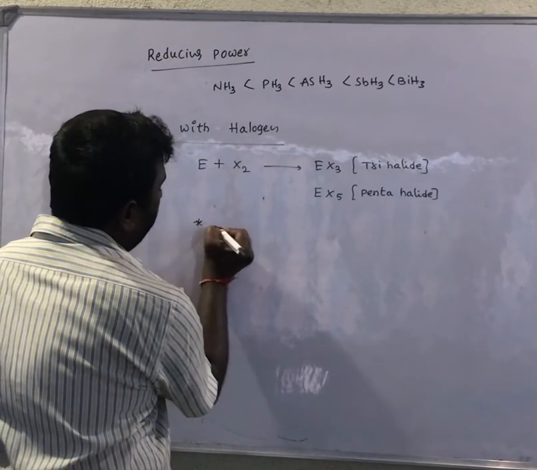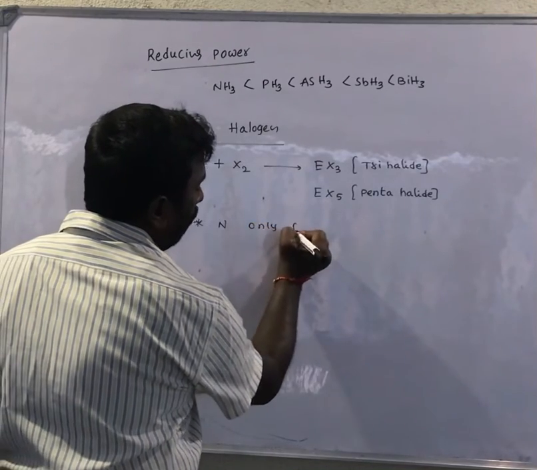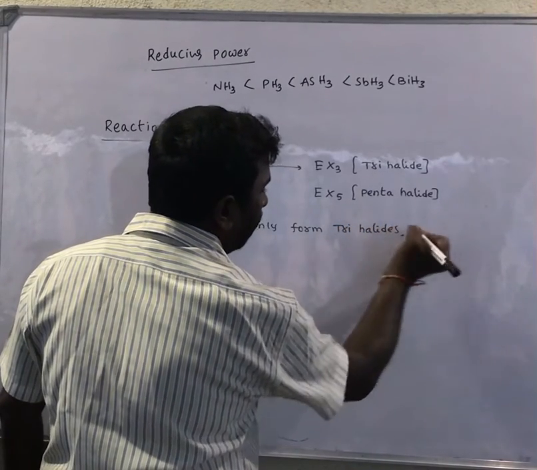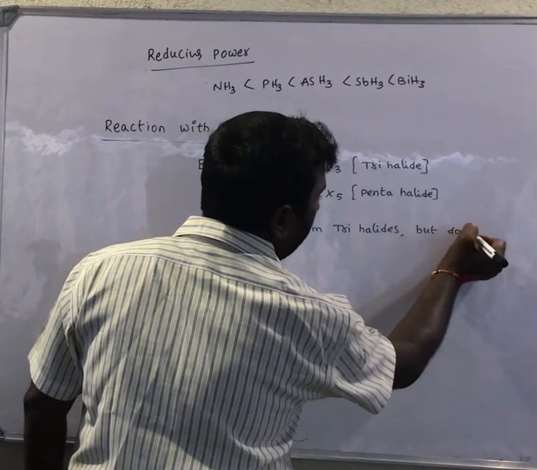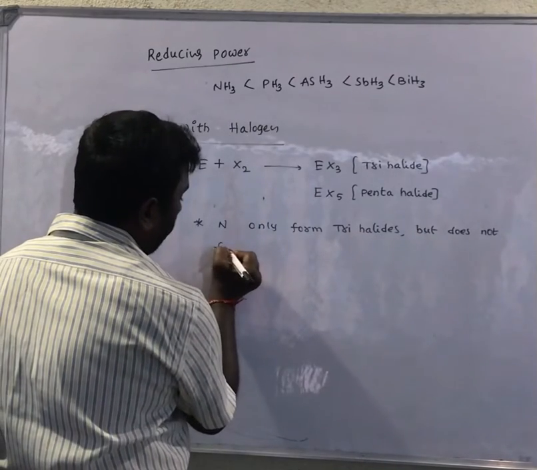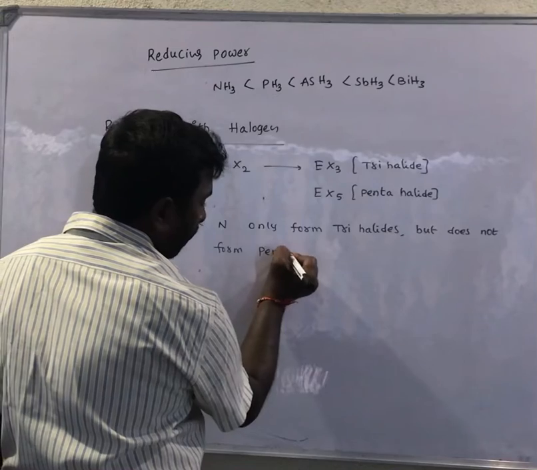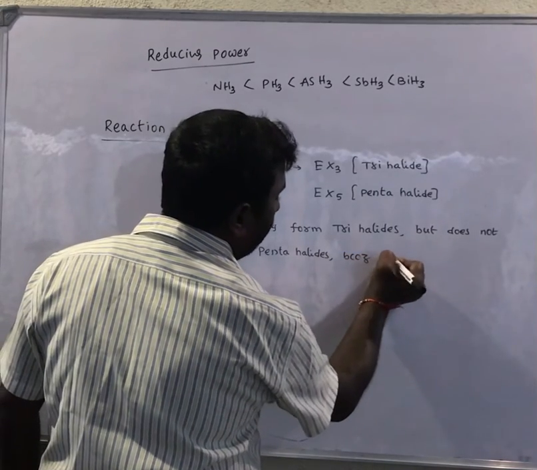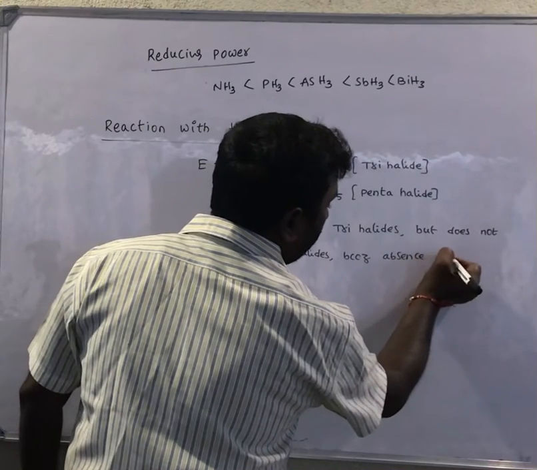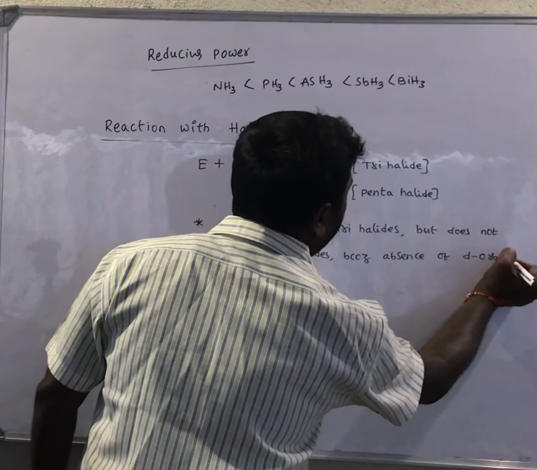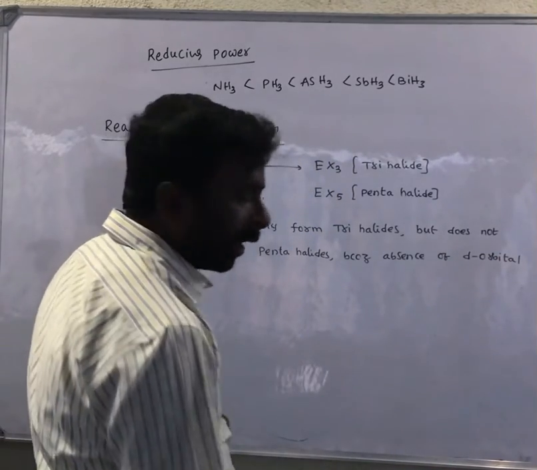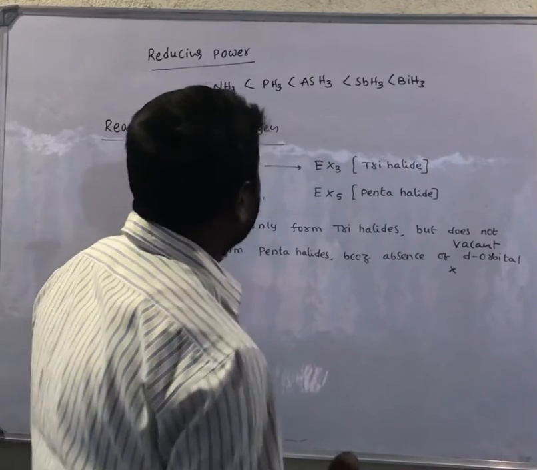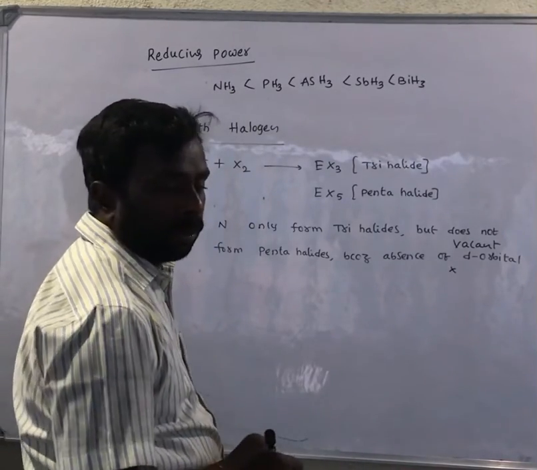So here, nitrogen only forms trihalides, but does not form pentahalides. Why? Because of the absence of vacant d orbitals. In nitrogen there is no vacant d orbital. Due to the absence of vacant d orbitals, nitrogen only forms trihalides.